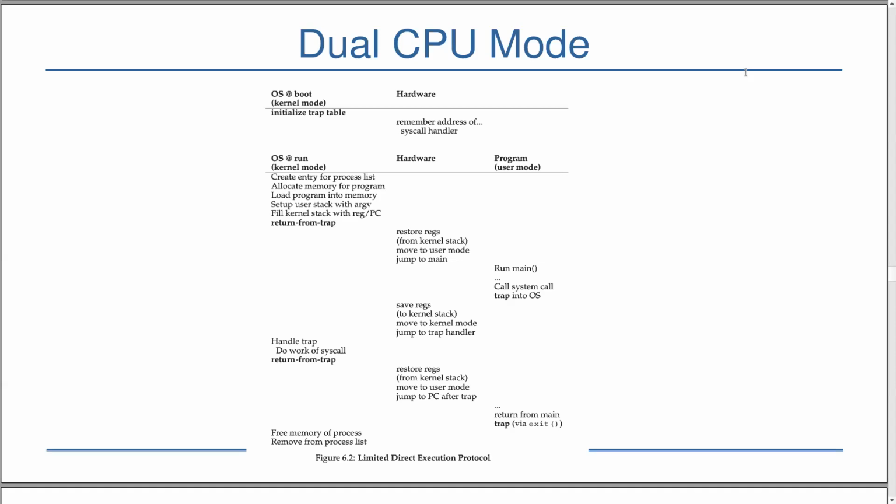So now the OS responsibility at this point is to execute a handler trap, complete this work of the system call, and then return from the trap. Once we are about to return from the trap, we will do the opposite. We have to restore the registers. We have to take them from the kernel stack, move to user mode, and jump to the program counter that is just after the trap, right?